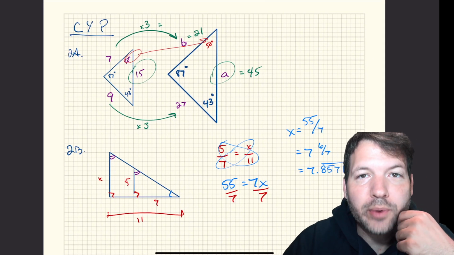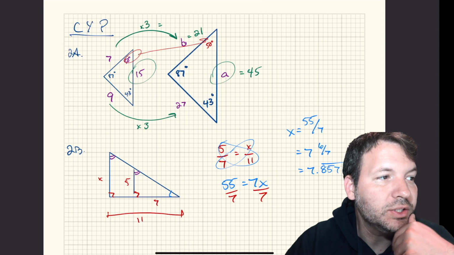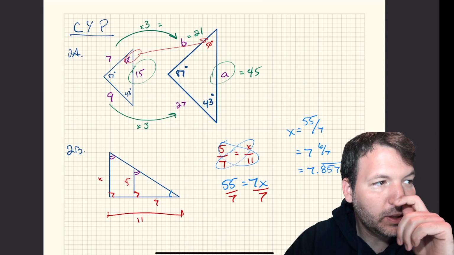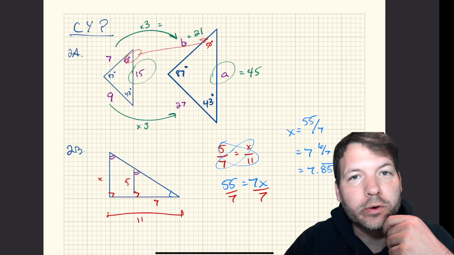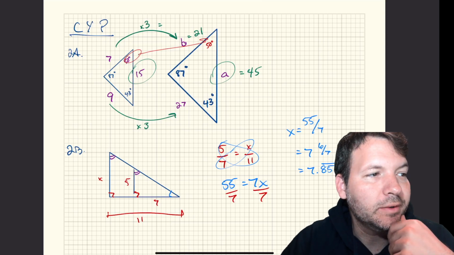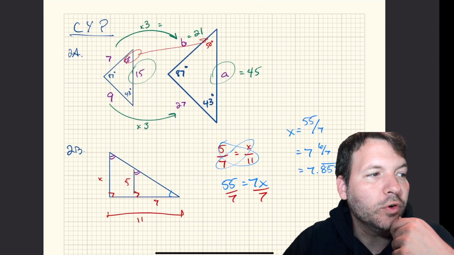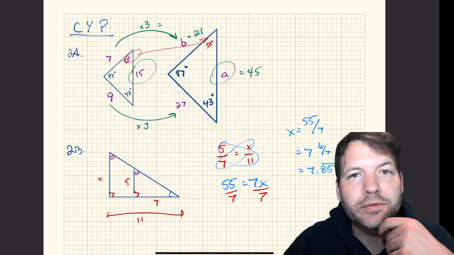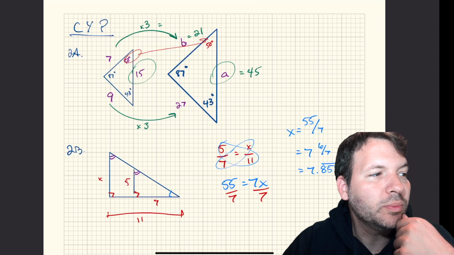So there you have it. That's my work for Check Your Progress 2A and 2B. Probably not the most rigorous work there. I skipped stating the similarity. The triangles did not have vertices labeled, and I didn't feel like doing it myself. But you should be able to tell pretty easily.